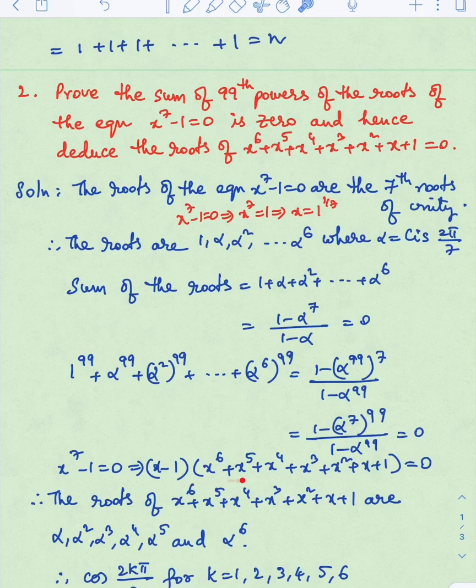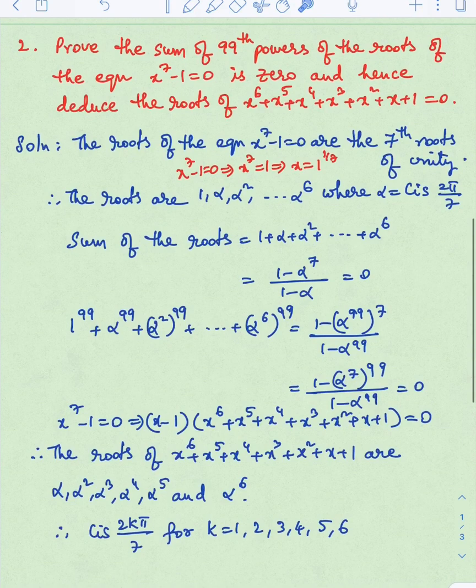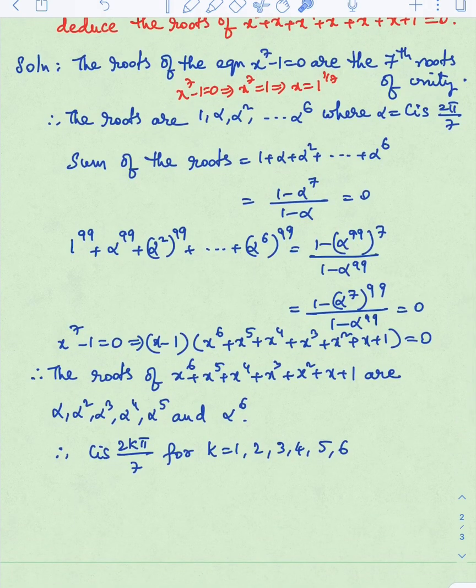So x power 7 minus 1 is equal to 0 can be taken as x minus 1 into this number is equal to 0. So its root is 1, of course, and its roots are the remaining roots already taken here, except 1: alpha, alpha square, alpha cube till alpha power 6. This is cis 2k pi by 7 for k equal to 1, 2, 3, 4, 5, 6. And x power 7 minus 1 is equal to 0. How did we split it? I will show you by doing division.